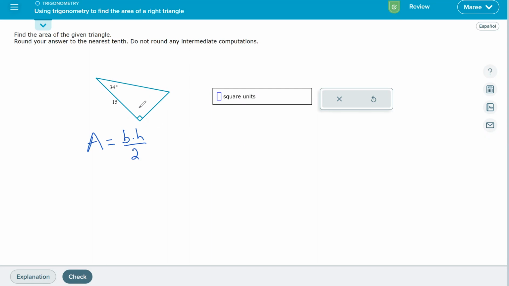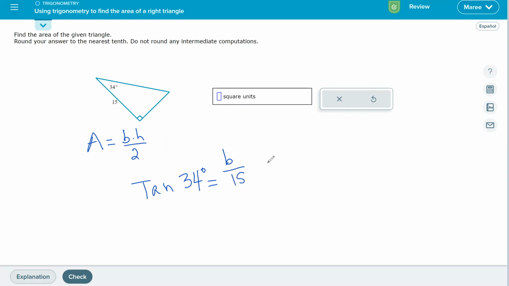So we know the height's 15. We need to find the base. To find the base, we can write a trig function. We can say the tangent of 34 degrees is equal to the opposite leg, which is what we're looking for. That's going to be our base, divided by the adjacent leg, 15.